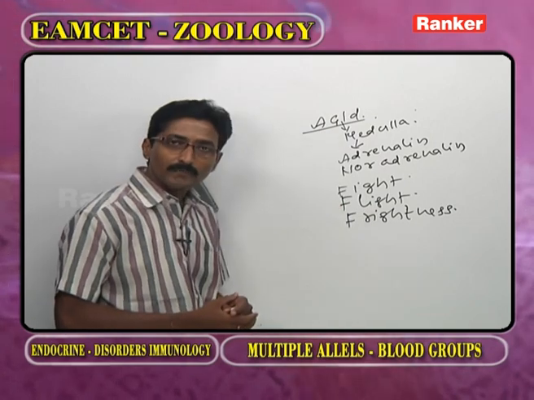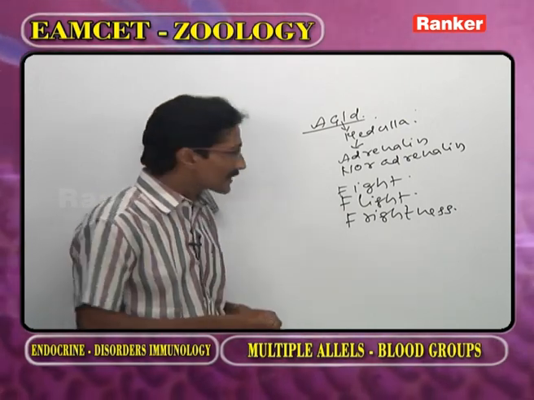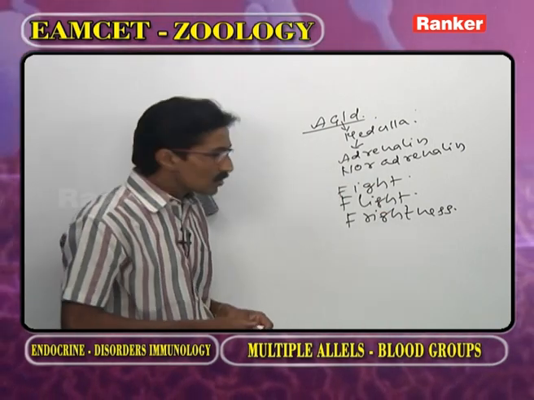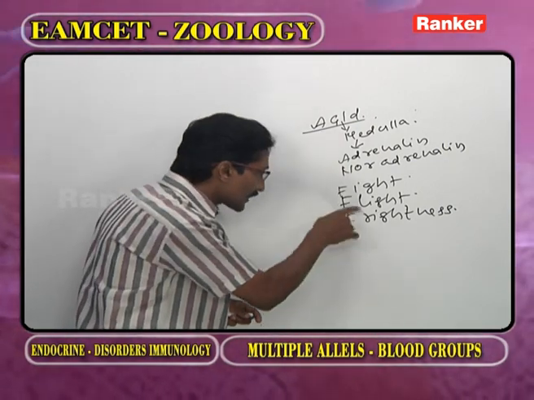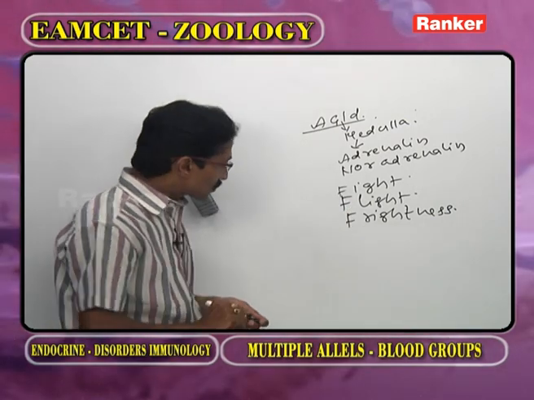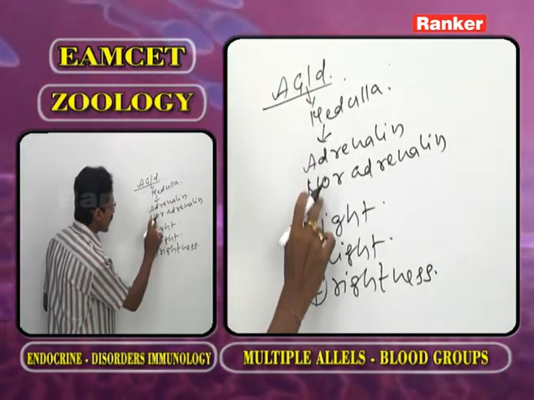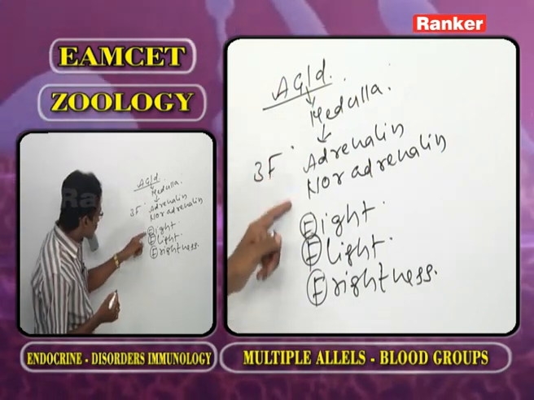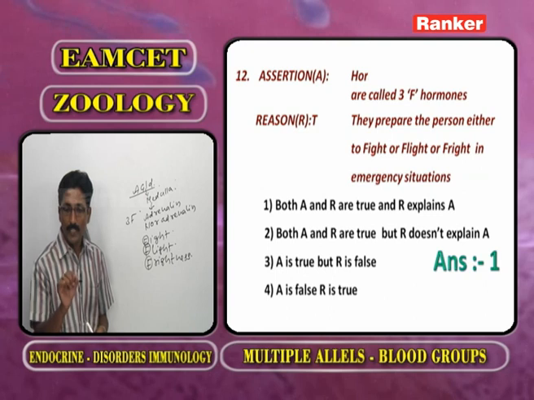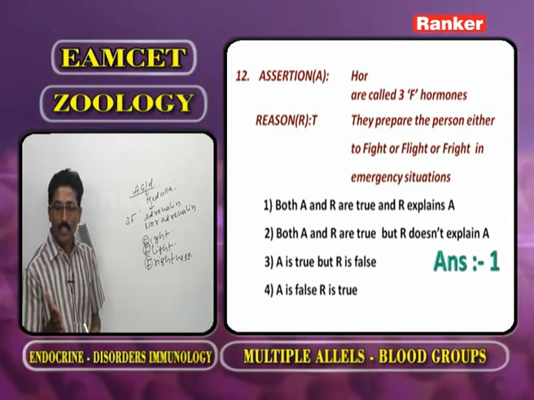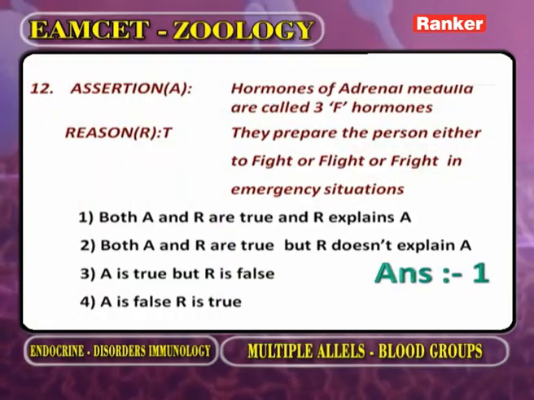Whenever we are getting the fear, we move from that area. That we call the flight. Suppose anybody attacks us, we are going to fight with that person. That we call the fight. So the adrenaline and noradrenaline are responsible for the fight, the flight, and the fright. In these three conditions, the first letter is F. So these two hormones are called the 3F. These hormones are secreted by the medulla. Hence the medulla is called the 3F. Now you observe the reason. They prepare the person either to fight, flee or fright in emergency situations. So both are correct and the reason explains the assertion here. Next question.